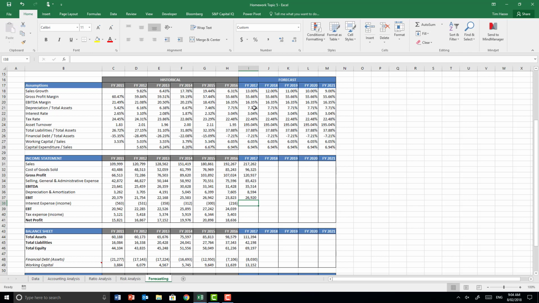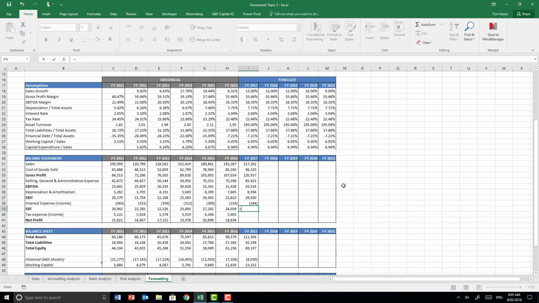And we then have our interest expense, and our interest expense is going to be a function of our financial debt or assets that we hold. So it's going to be equal to our financial debt in this particular year, or in our case assets, multiplied by the interest rate that we're actually earning on them. So it's cell I-48 multiplied by I-22. And it should be equal to negative 244, which implies that we have an interest income of 244.